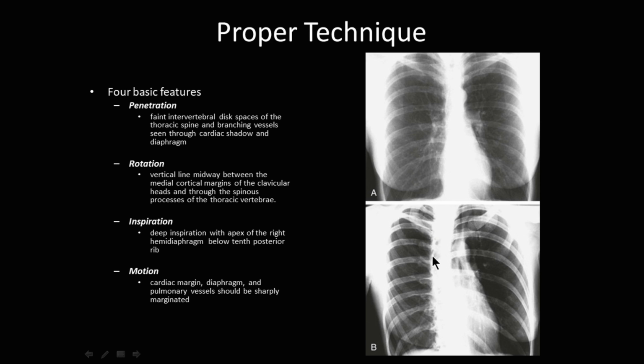If you look at the difference between the A and B, the top one here is a traditional chest x-ray. The bottom one in B is actually a rib x-ray, and there's a reason why we get this sometimes. So with motion, you can see that you want adequate cardiac margin. You want to be able to see the diaphragm and pulmonary vessels, and they should be sharply marginated.